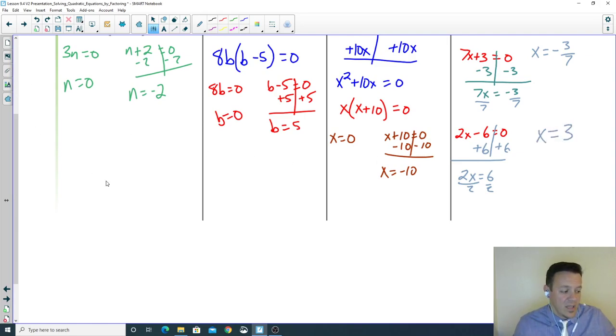And that's it. Okay, that's it for this lesson. It's a simple setup of making sure you guys can do the zero product property rules. Next is going to become factoring. Make sure on the homework that you guys can do these.